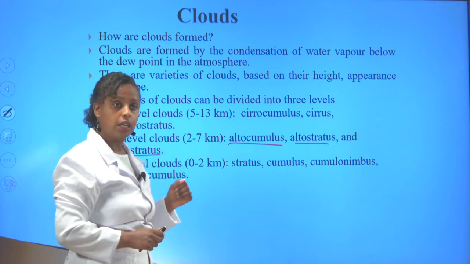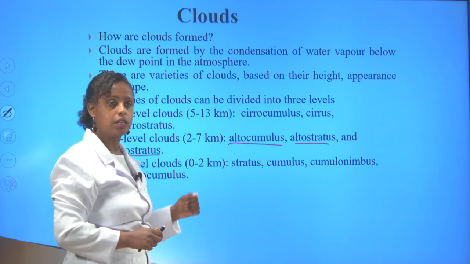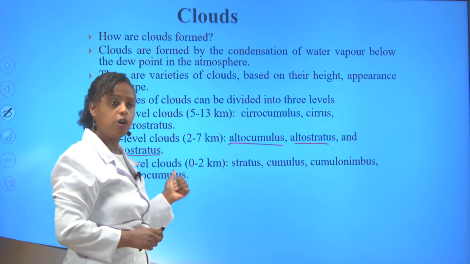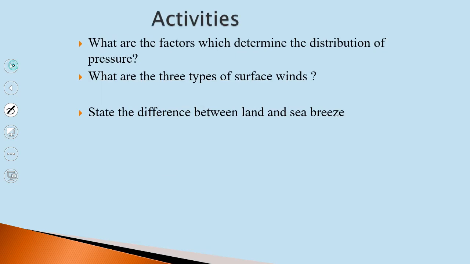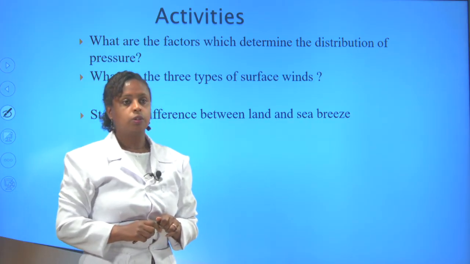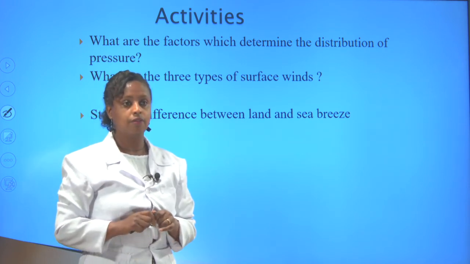The low level clouds are cirrus, cumulus, cumulonimbus, found up to 2,000 meters or 2 kilometers above the sea levels. Students, this is all for today. Now, try to perform these activities based on the discussion. You have a few minutes.